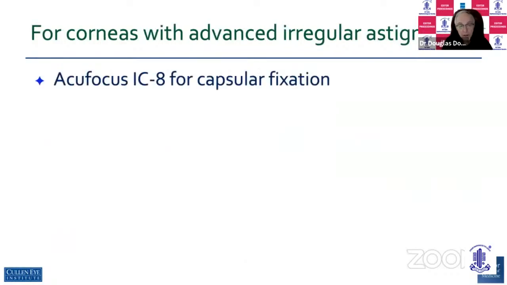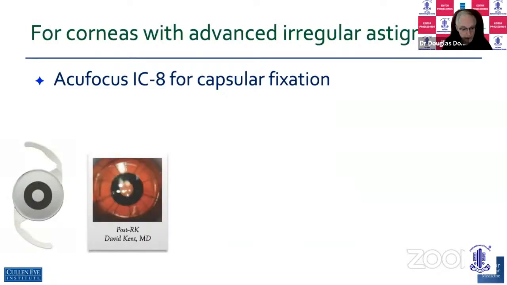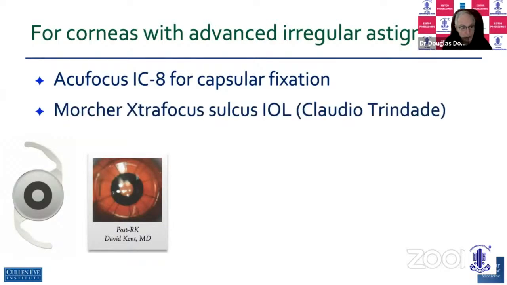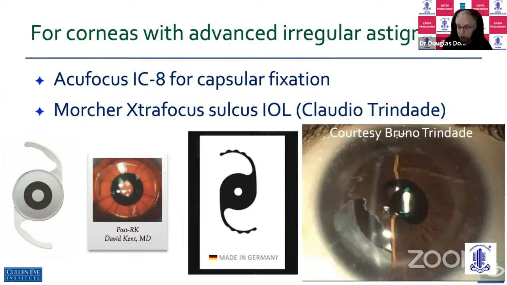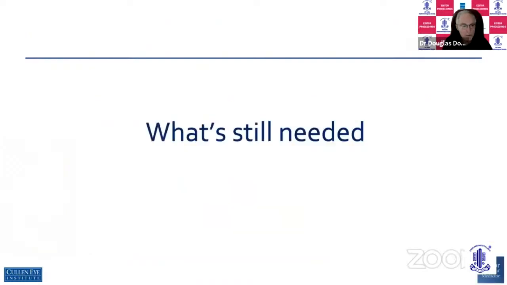And of course, I think a very interesting approach for these corneas with advanced irregular astigmatism are things like the AcuFocus IC8 that you can put inside the capsule, which have been used with good success, particularly outside the US. Hopefully we'll get it soon in the US. And the Morcher Extra Focus is developed by Claudio Trindade in Brazil, and then made by Morcher. It's a very interesting add-on technology for treating irregular corneas.